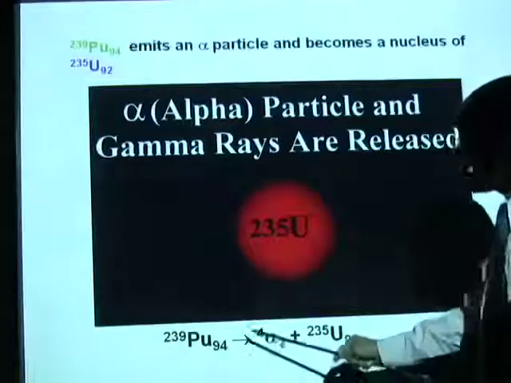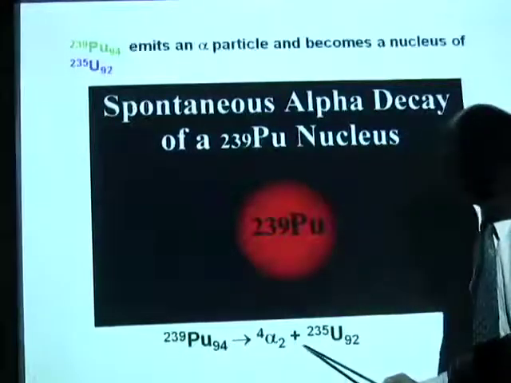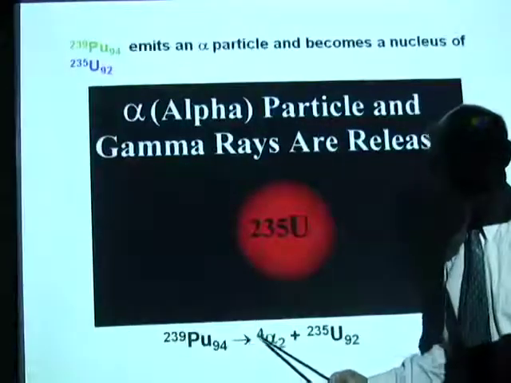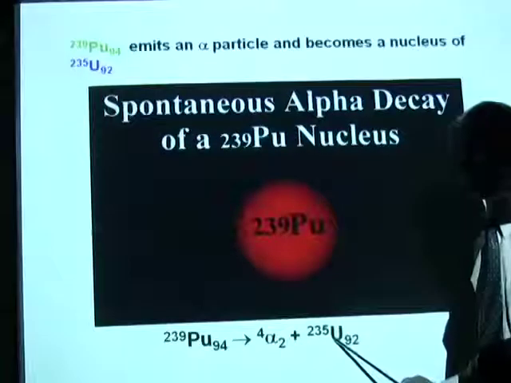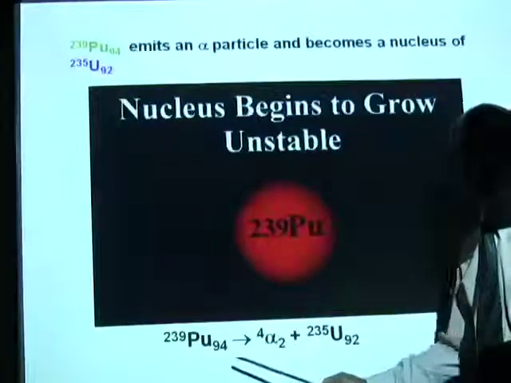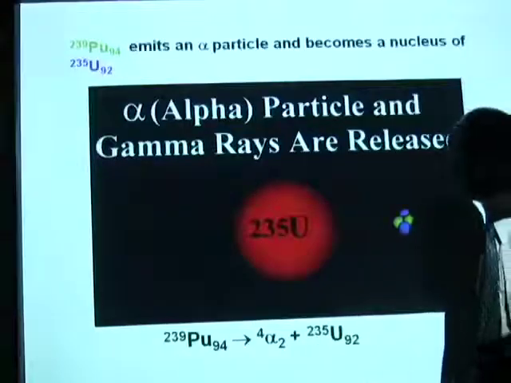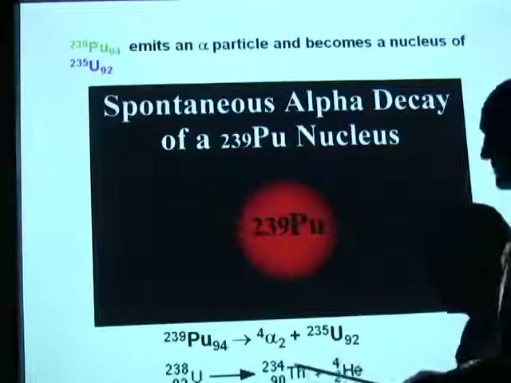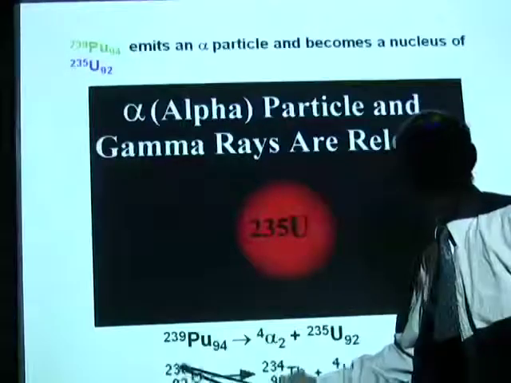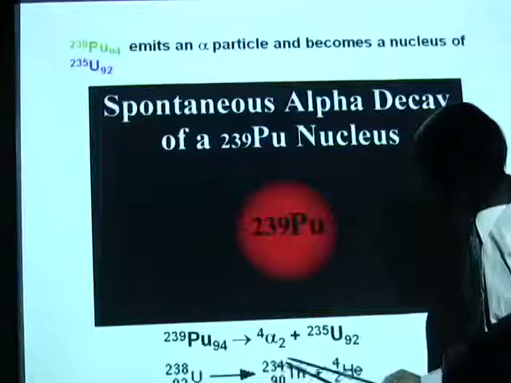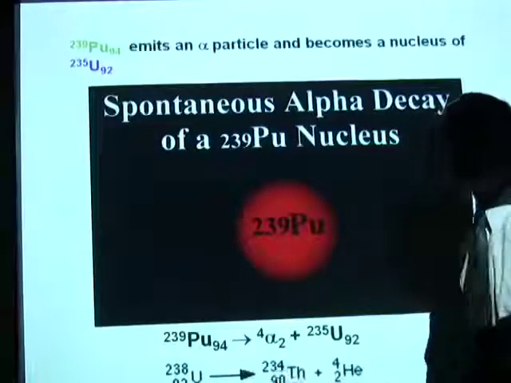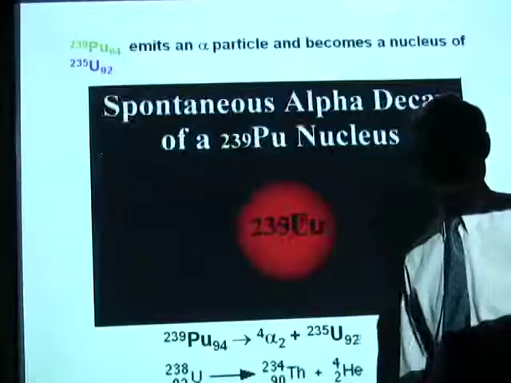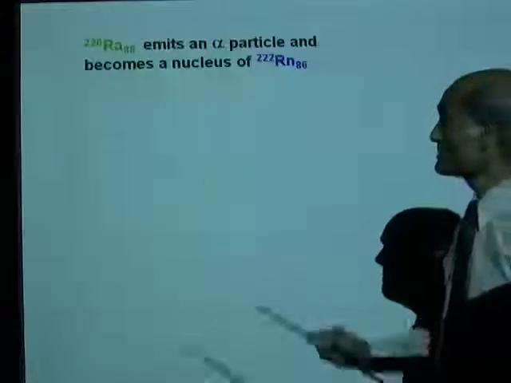All right. So we have this radiation equation. Look at this. Plutonium-94-239 emits an alpha, leaving behind uranium-92-235. You must be able to write equations like this representing a reaction. And uranium-92-238 emits another alpha, becomes a nucleus of thorium-90-234, and so on.